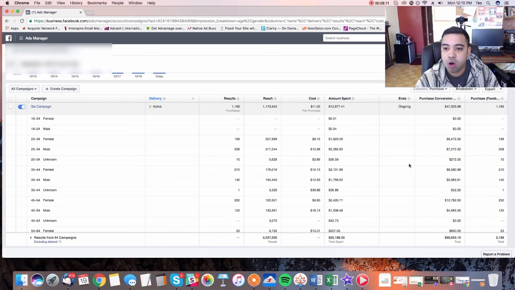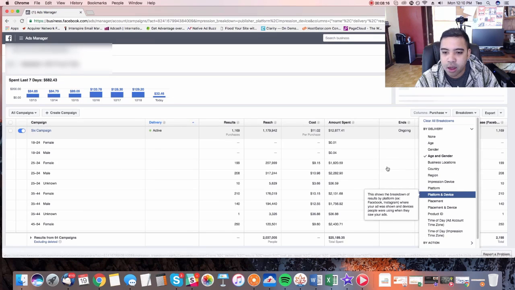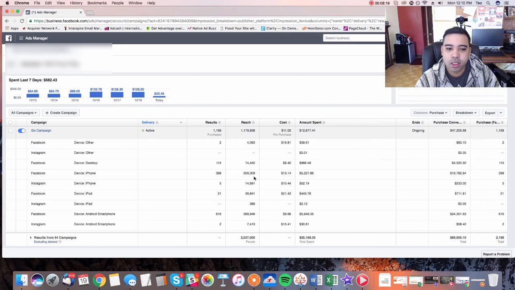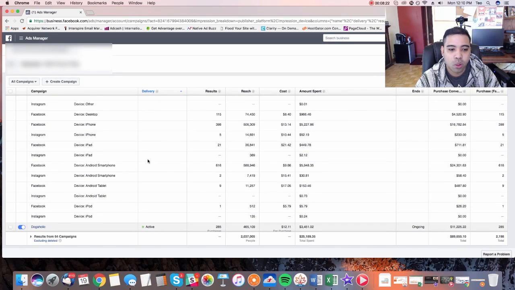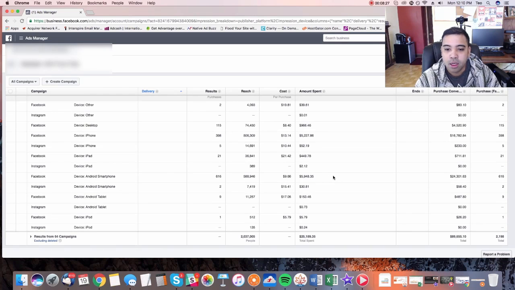Okay, now let's go over to another breakdown: we can do placement, platform and device. So we're going to click on that. Essentially, this is going to show us what types of platforms our buyers are coming from. For example, most of them are coming from Facebook, using Android smartphones. We see the majority of them are using Android smartphones, and we spent here $6,000 to make $24,000. Another platform is of course Facebook using the iPhone. We spent here $5,000 to make $16,000.